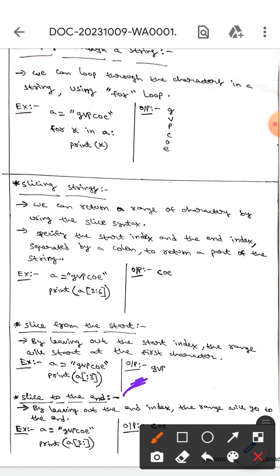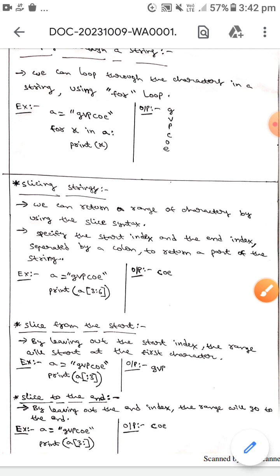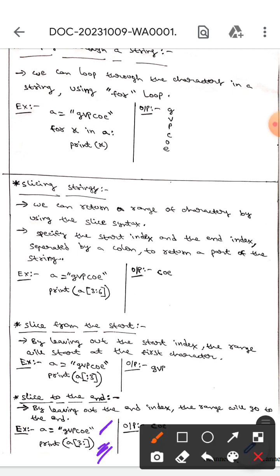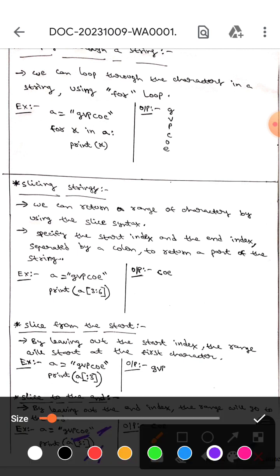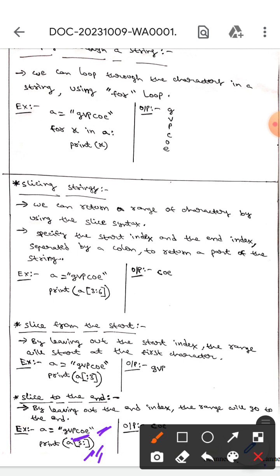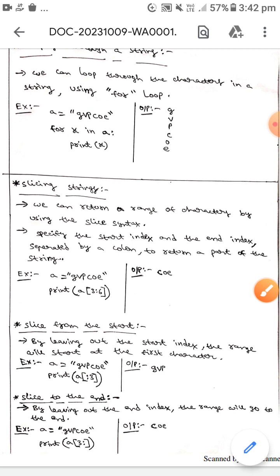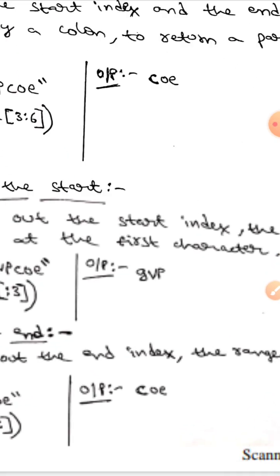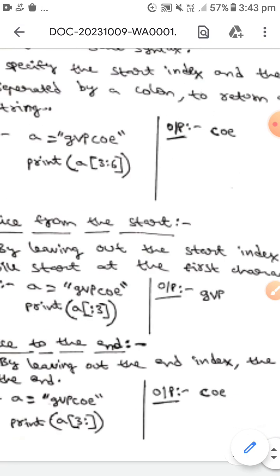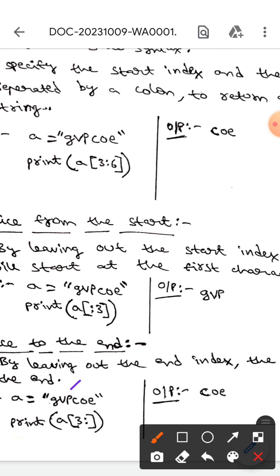The next one is slice to the end. By leaving out the end index, the range will go to the end. If you observe here, a equals GOPCYA. Print a of 3 colon means it will start from index 3, but it will end at the last index, as we don't give anything as the ending index. So it will print up to the last one. Here index 3 is c, so it will print C, Y and so on. I'll show you the output. If you observe this output, it will print COE. The index value of C is 3, the index value of OE is 4. Starting from the index, it will print up to the last one.